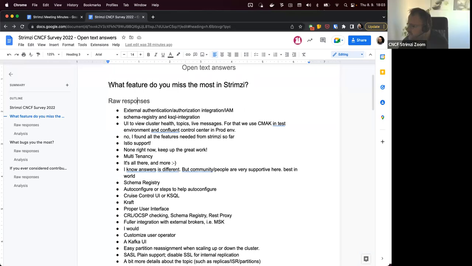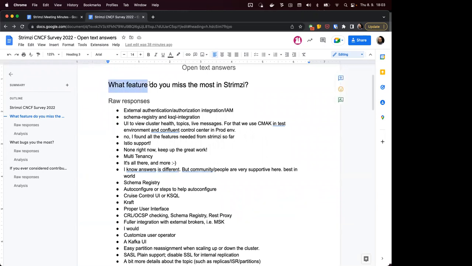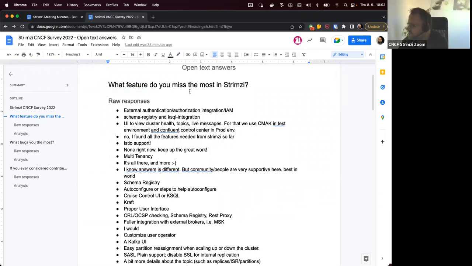The first question for which we get open text answers was, what feature do you miss the most in Strimzi? And the first one is around external authentication and authorization and integration with IAM.